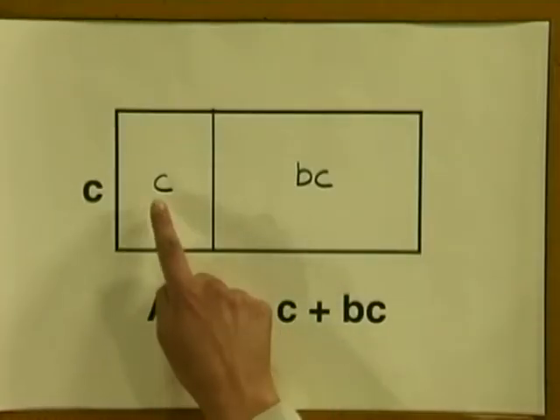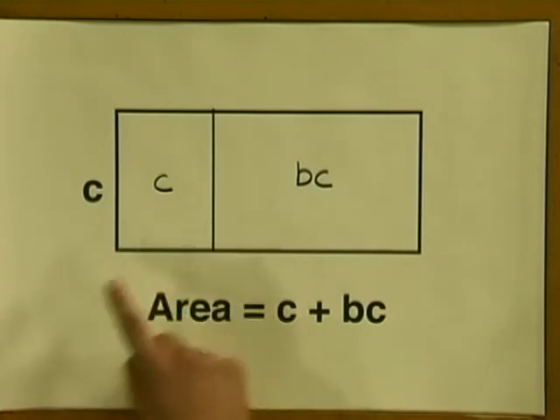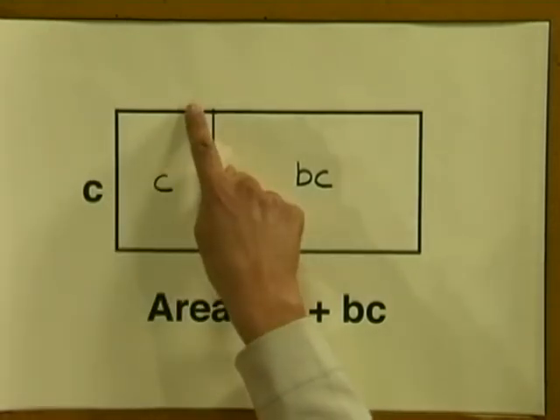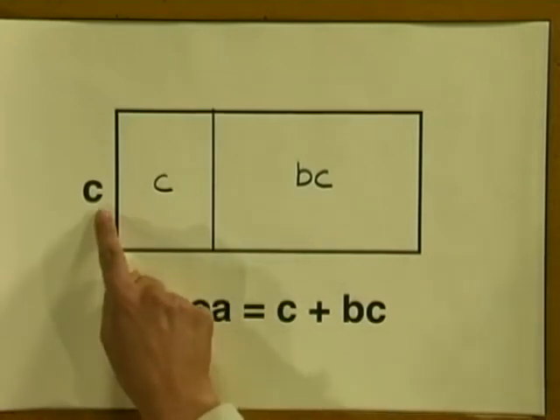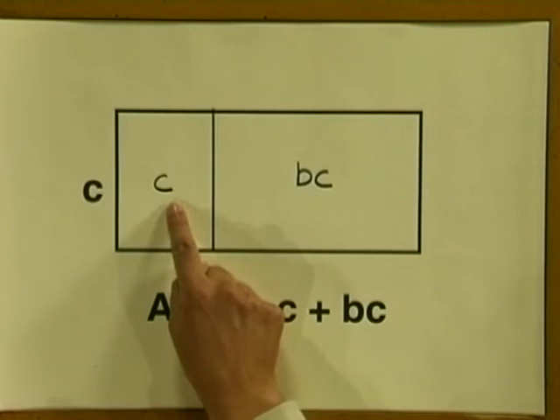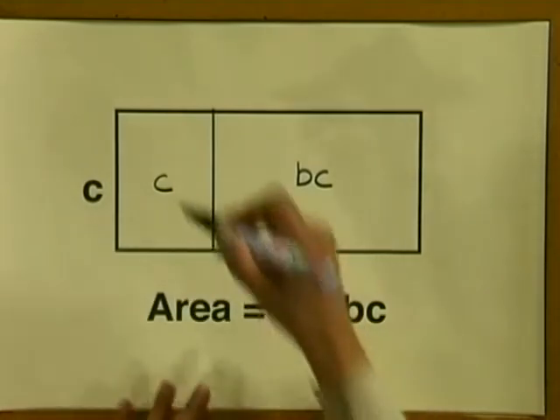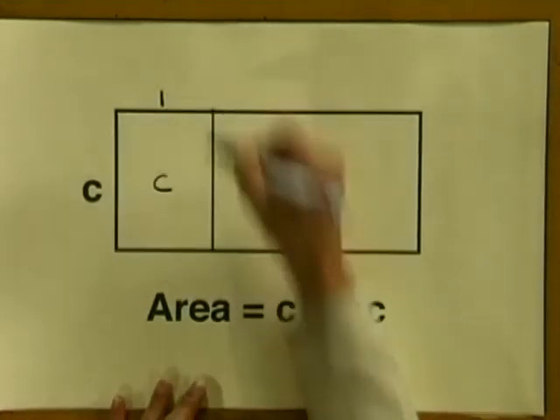The area of this rectangle is c. So this side multiplied by this side gives us c. So what multiplied by c would give us the area c? The only thing that it could be is 1. So this side is 1.